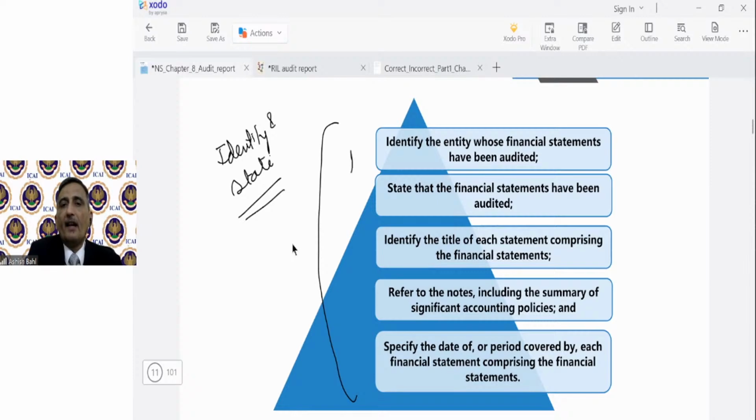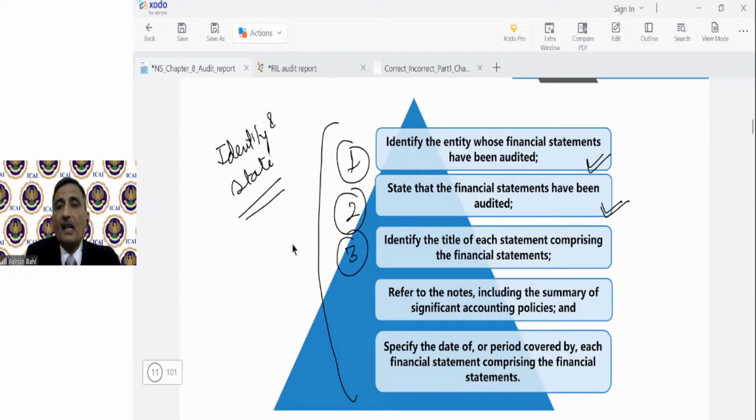It shall identify the entity whose financial statements have been audited. So it shall clearly state that we have audited this company, the financial statements of this company. Identify the entity whose financial statements have been audited. Second is to state that the financial statements have been audited, and he has to clearly state that we have audited the financial statements. It has to be a clear express statement that we have audited the financial statements of this XYZ company.